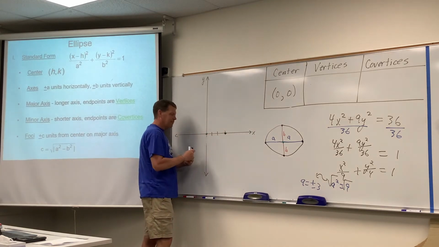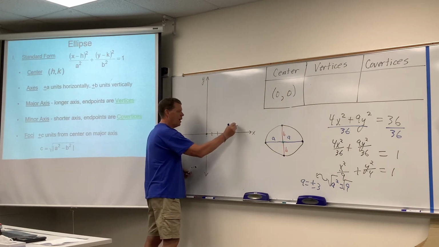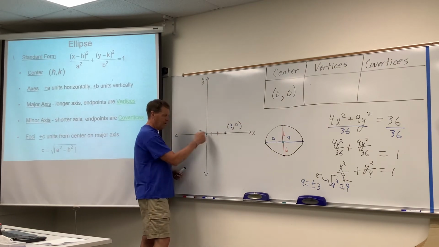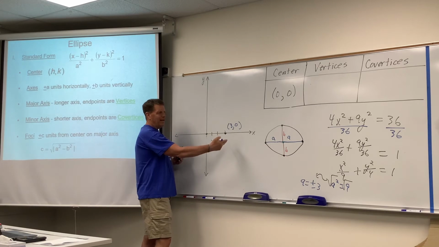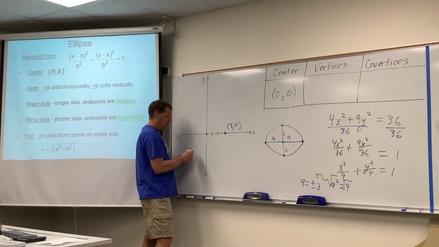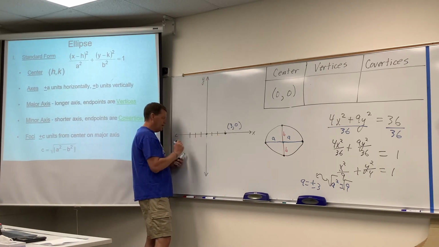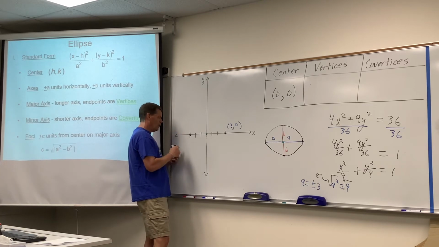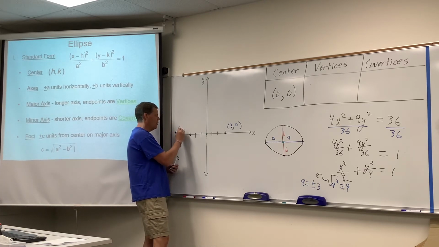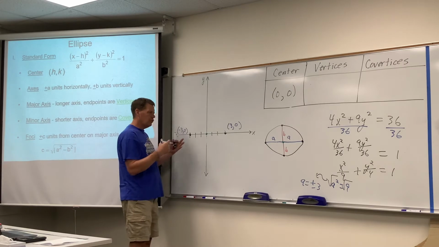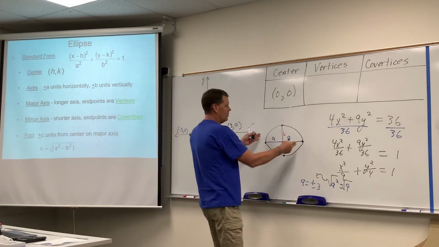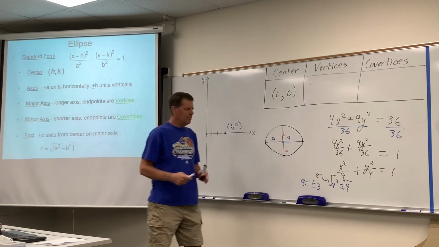Let's label it. Wouldn't that be x is 3, y is 0? That's on the far right edge of the ellipse, if you will. All right, and then 3 units to the left would be the ordered pair negative 3, 0. There you go. So those are extreme points. Those are on the edge, the right and left edge of the ellipse.